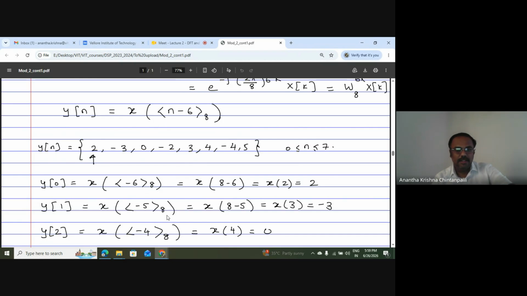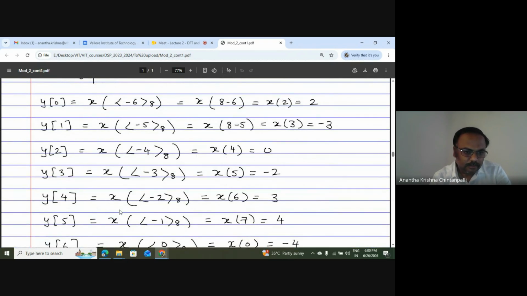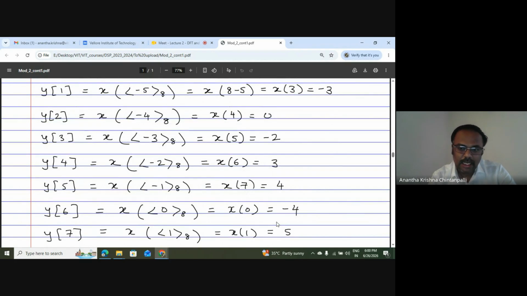Later on, you can skip this particular aspect, since you have already got the answer. Okay, so again what I'm doing is n is equal to 0, x of minus 6 modulo 8, so x of 8 minus 6, which is x of 2, is 2, like that. Then if I put y of 5, this is x of minus 1 modulo 8, this is x of 7, you pick the value of x of 7 and put it, and finally you're going to get the answer.